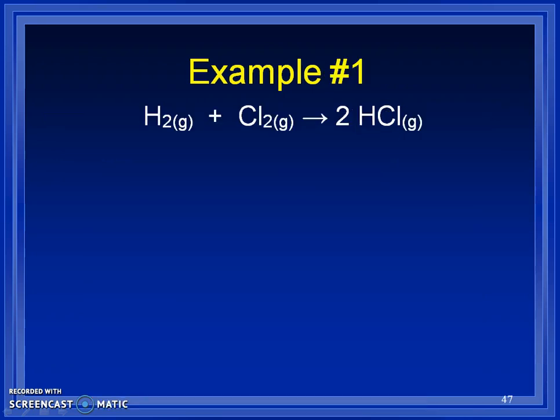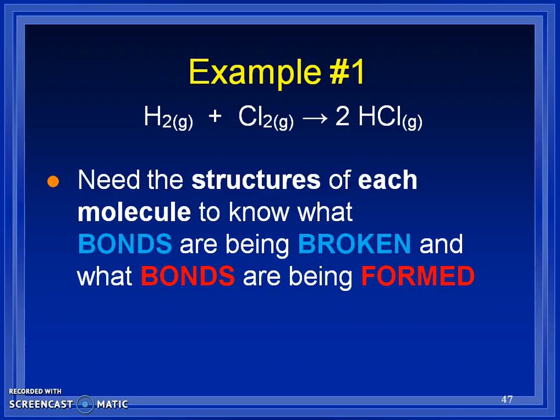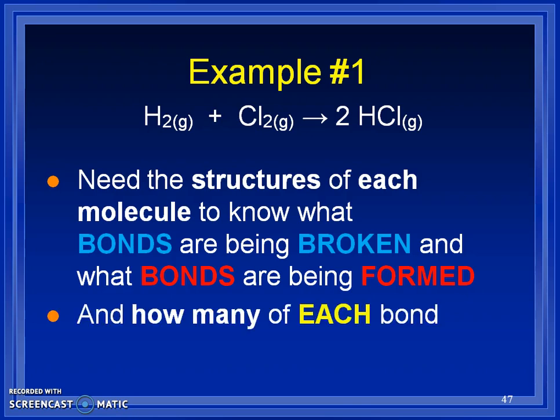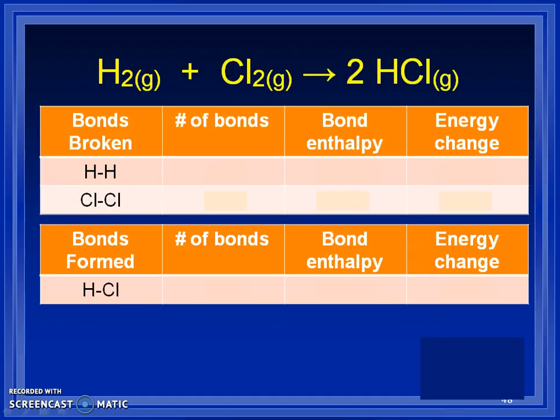So here's our example. The first thing we need to do is know the structures, because once we know the structures, then we're going to know what bonds are being broken, what bonds are being formed, and then we also have to take into consideration how many of each of those bonds. So of course the coefficient is going to be really important as well. Again, I like my charts, but you can just write numbers underneath each of the molecules.